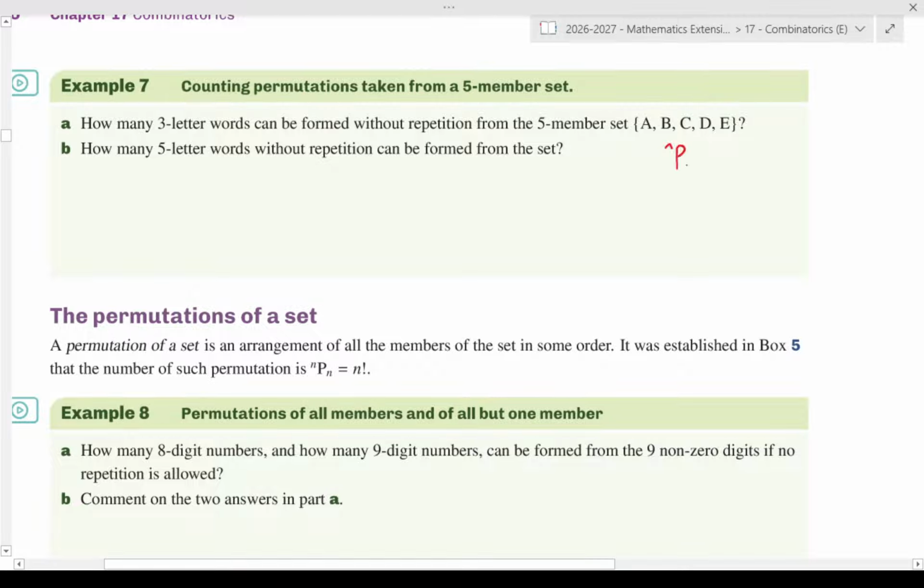It says nPr equals n factorial over n minus r factorial. Okay, so that's our formula for it. And that's a good formula. If you think about the previous worked example we did, it was kind of what we had there. So we're going to look at that, but this one has no repetition. So how many three-letter words can be formed without repetition from the five-member set?